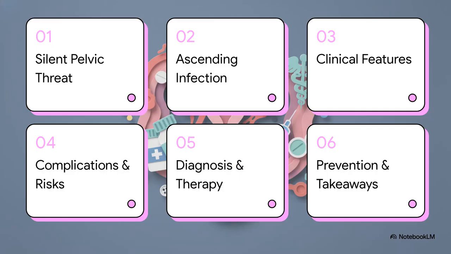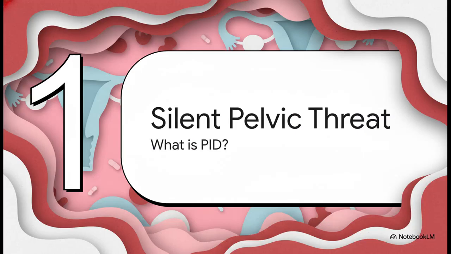To map all this out, here's our agenda. We'll quickly cover 1. The silent pelvic threat. 2. Anatomy of ascending infection. 3. Recognizing clinical features. 4. Complications and long-term risks. 5. Diagnosis and combination therapy. And finally, 6. Prevention and key takeaways. Okay, Section 1, the silent pelvic threat.